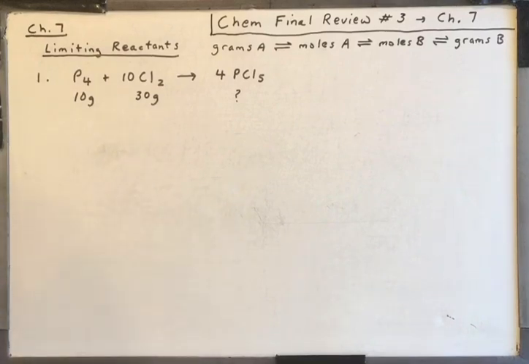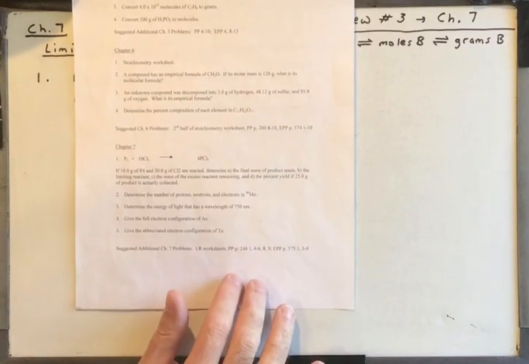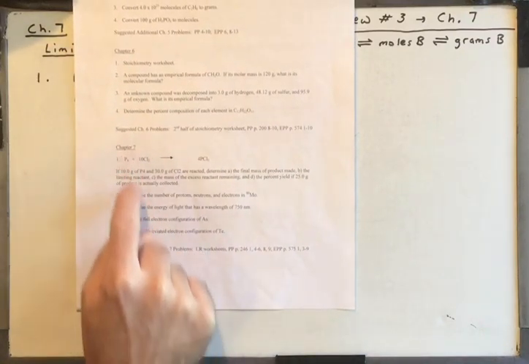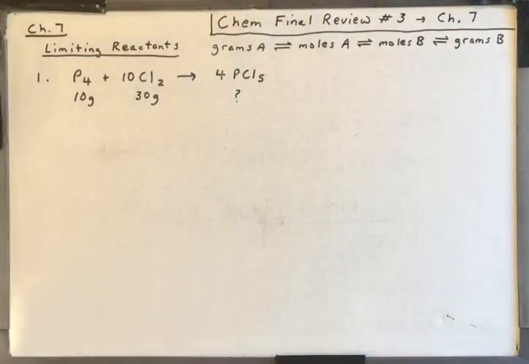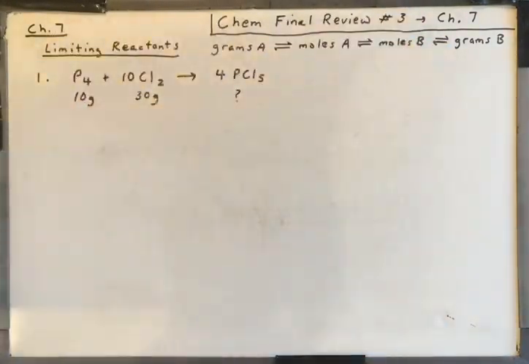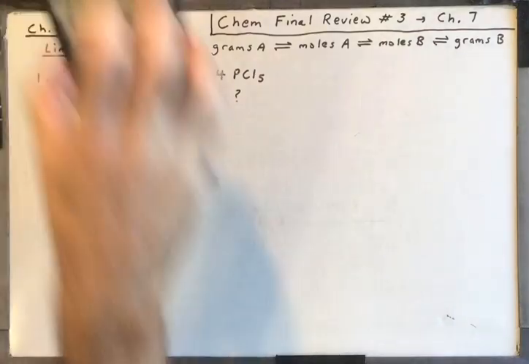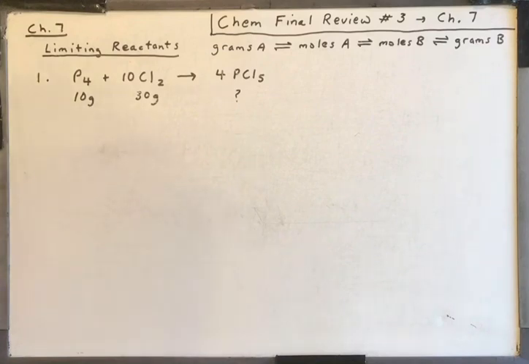So video number 3. For this review, you're going to need your second quarter test review problem sheet. All right, we're gonna just work chapter 7, starting with this limiting reactant problem. You'll want a periodic table. All right, you're going to need your calculator. And then I'll talk about a couple of other things at the end of the video that you can work for additional practice.